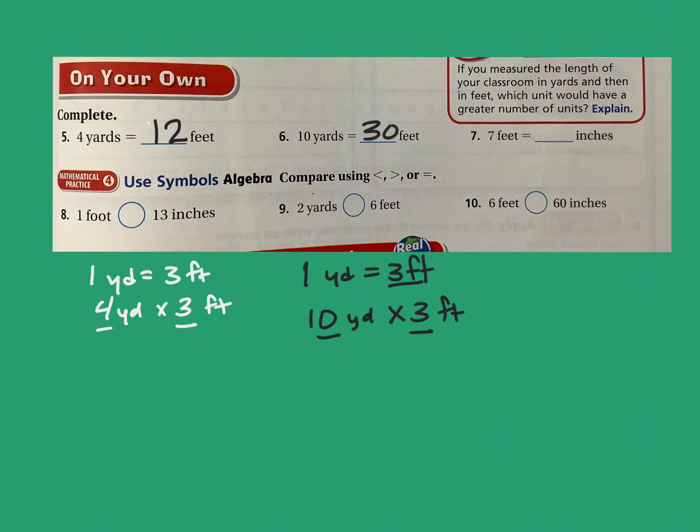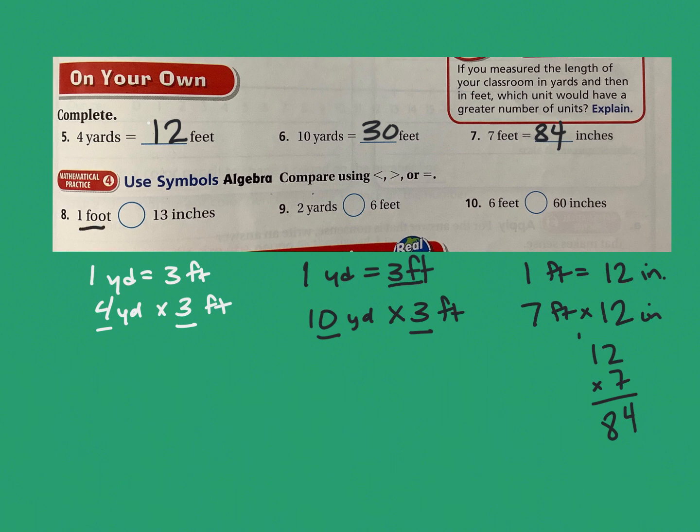Try this one. We have 7 feet equals how many inches? Remember, 1 foot is 12 inches. So if I have 7 feet and each of those feet is 12 inches long, I'll multiply those. 12 times 7. 7 times 2 is 14. 7 times 1 is 7 plus 1 is 8. 84 inches.